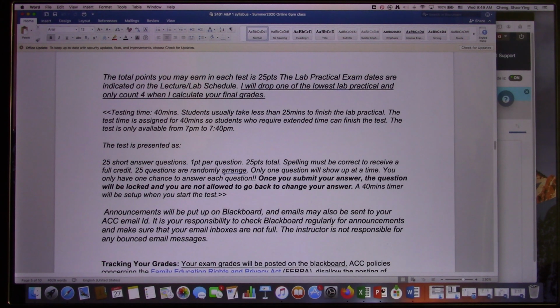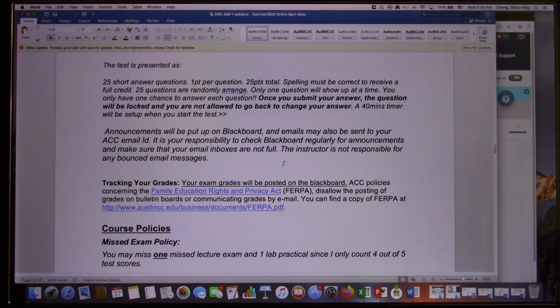Students usually take less than 25 minutes. Because in anatomy, you can look at the question for 5 seconds and you know exactly what the answer is. If you don't know the answer, I can give you 5 hours, you still don't know the answer. So students have enough time to finish, and that's based on my real experience with the on-campus lab practical. And I give you 40 minutes, so you need to finish it before 7:40 p.m. When you finish the test, your grade will show up on the Blackboard. So that's the test policy.